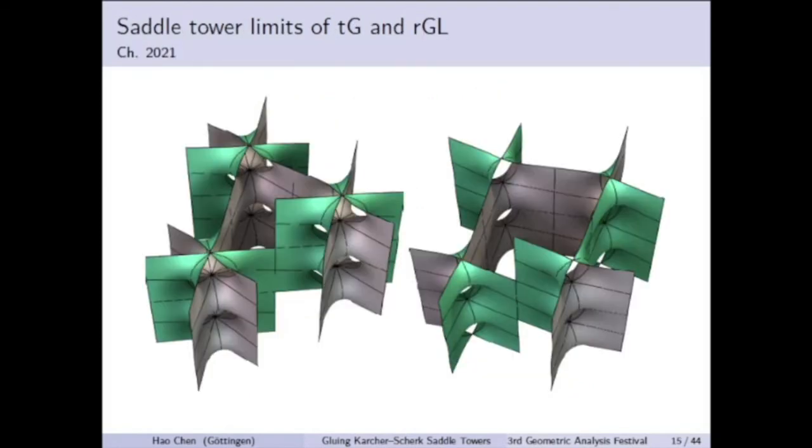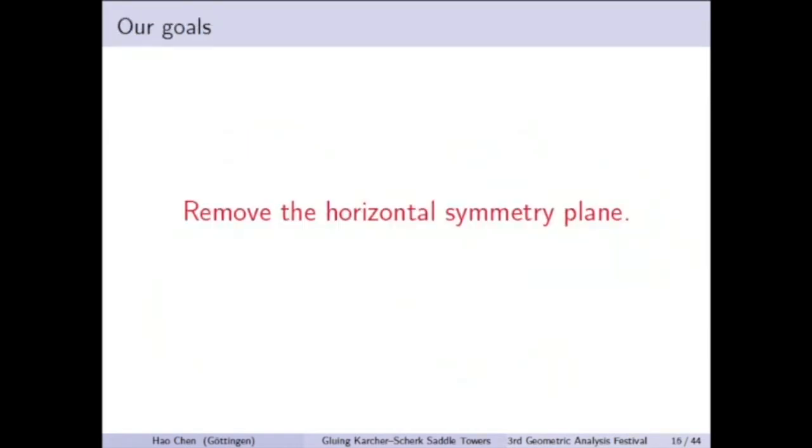But I have mentioned that the deformation of the gyroid, which I recently proved, does not have reflection planes, but admits saddle tower limits, as we see in the picture here. So this suggests that the horizontal reflection planes assumed before are not necessary. So our goal in this project is to improve the glue construction by removing the assumption of a horizontal symmetry plane.